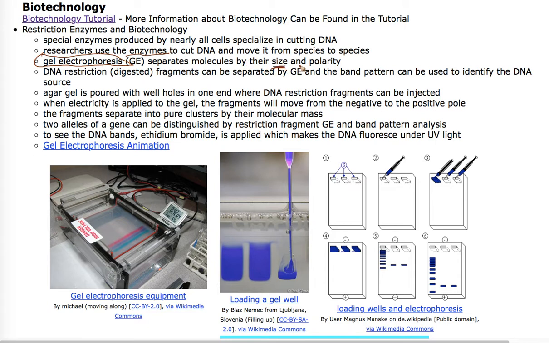Another procedure called gel electrophoresis actually separates pieces of DNA that we've cut up, and the pieces of DNA will separate by their size and their polarity. So the gel electrophoresis procedure separates the DNA into a striping pattern that looks amazingly like a barcode. And you can actually use that barcode to determine where the DNA came from. That's DNA fingerprinting. So there's a lot of tools used to make all this happen.